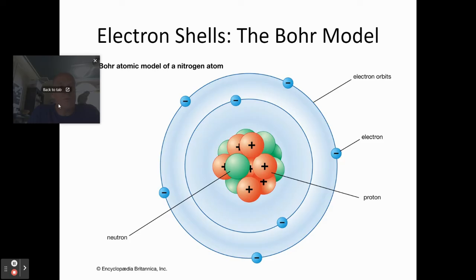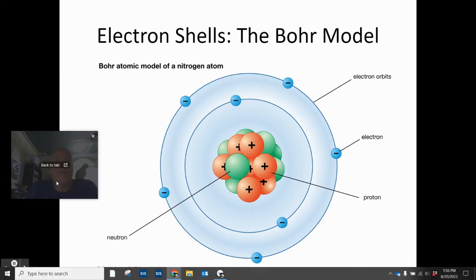You might have seen this model in 8th grade, or maybe you had chemistry already, the Bohr model, and we talk about these electron shells. It's not really a correct model in terms of what's actually happening in real life, but it suits biology just fine, and it suits most of chemistry just fine. So what we're looking at here is a nitrogen atom.